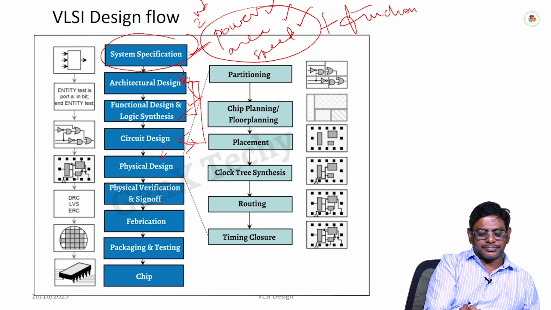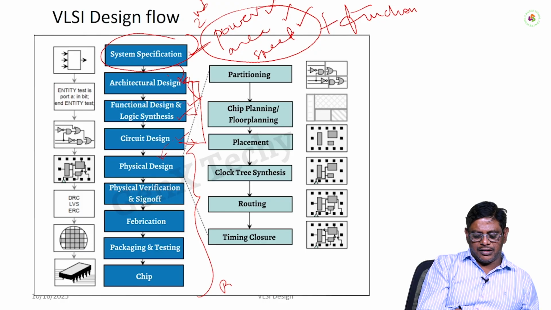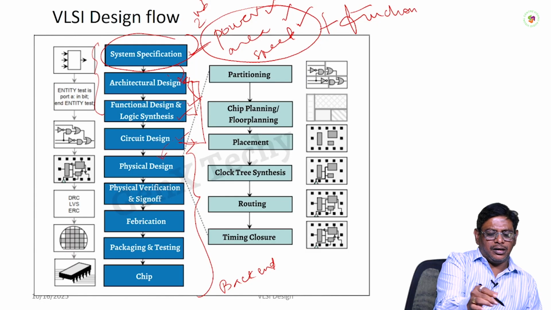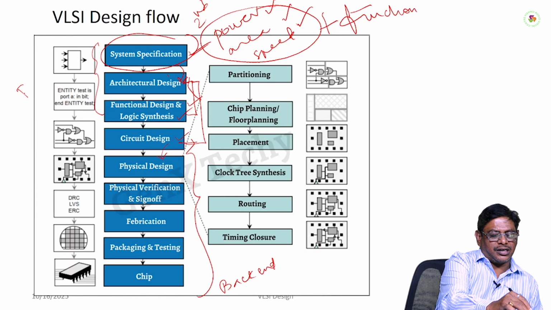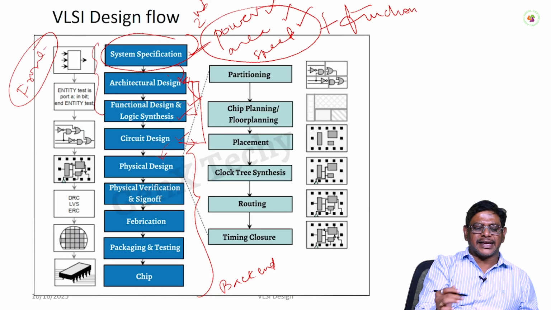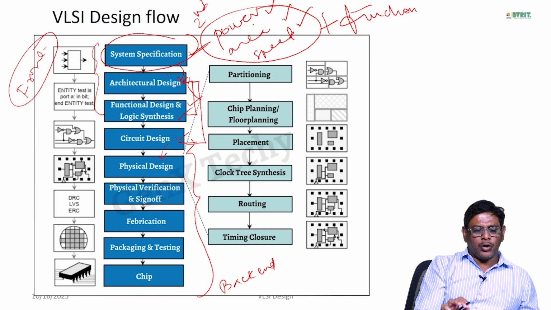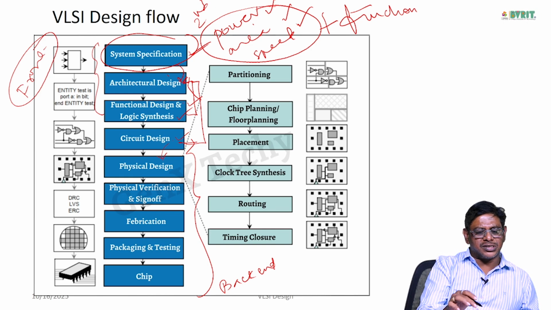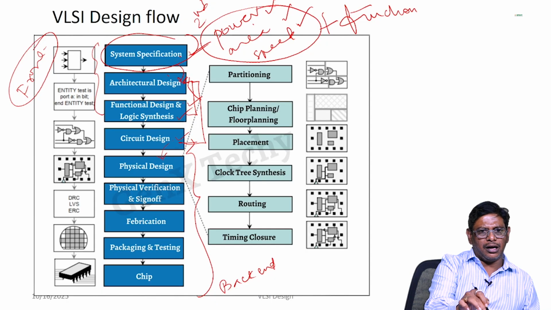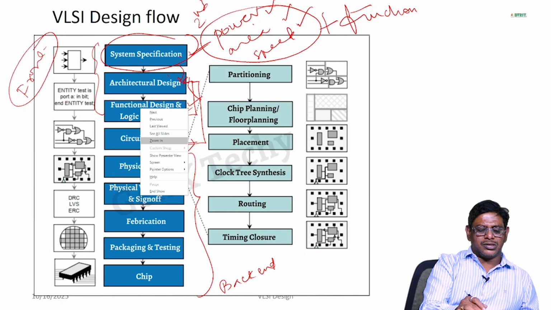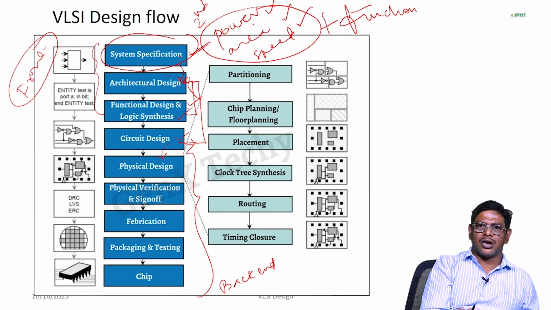This part comes under back-end design, where the first three blocks come under front-end design. It means the functionality is proven in the front-end design, where the secondary aspects of power, area and speed are considered in the back-end design. So in order to prove the functionality, we need to consider first the specifications, RTL design, then logic design, then circuit design. Considering these things, we can say that functionality can be proven.